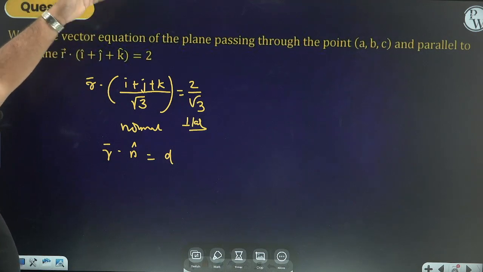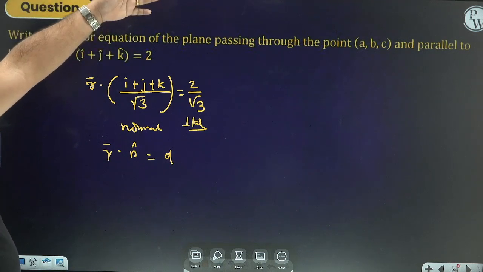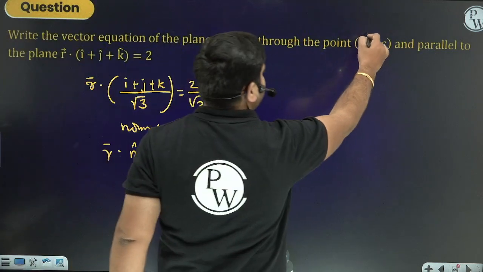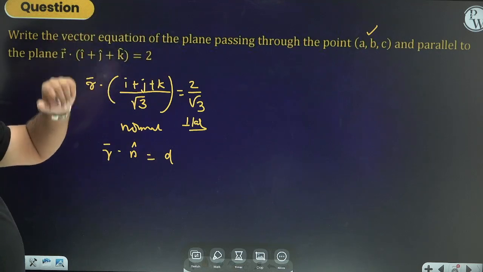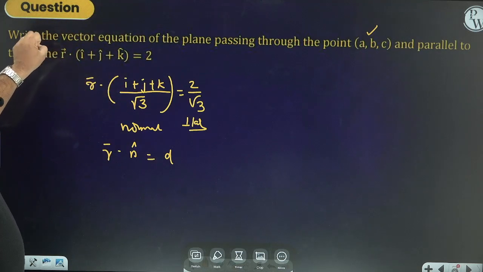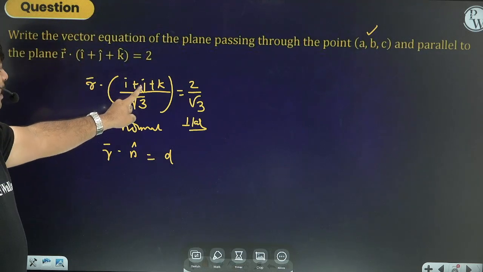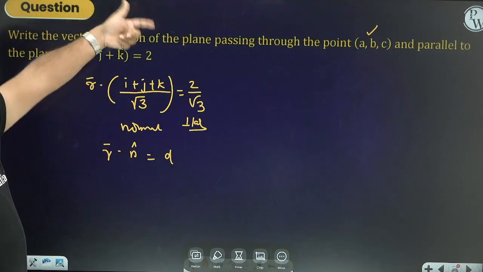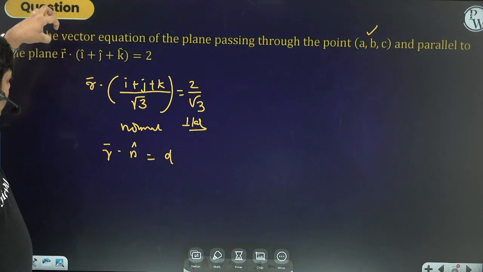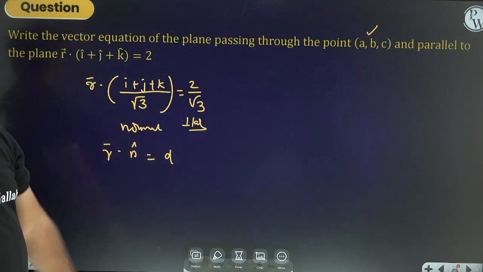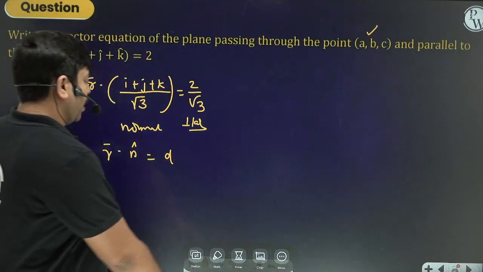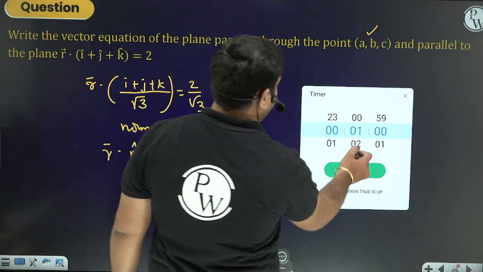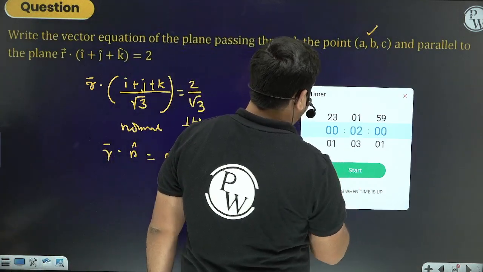Now, the vector equation of a plane passing through the point (a, b, c): passing through means this is the point, r bar equal to a bar plus lambda b bar, and parallel to the given plane. For this plane, i plus j plus k is the normal, so i, j, k are not the DRs of the plane. They are the DRs of the normal to the plane. So think and try to do that, people. Do it fast.